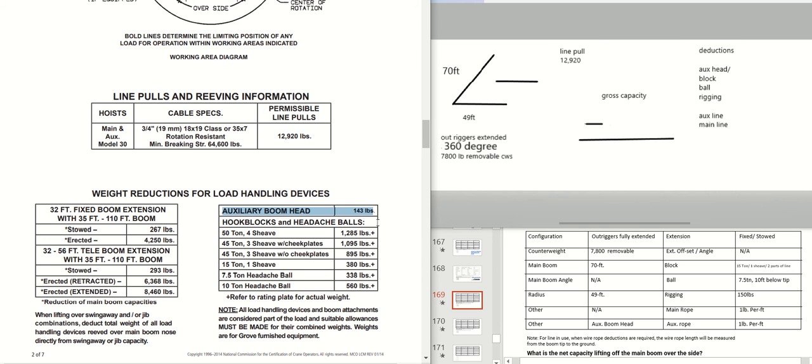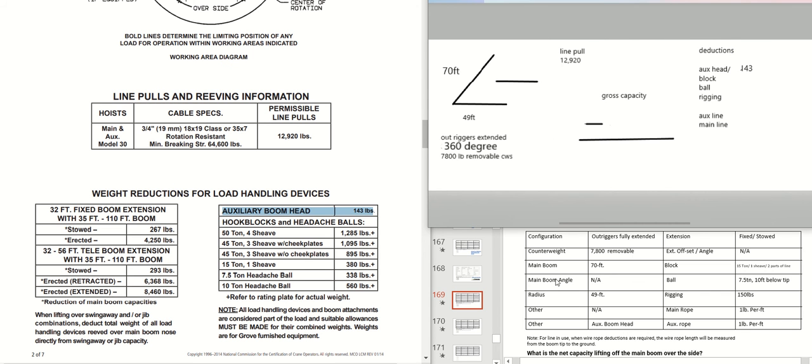The next one will be our auxiliary boom head. We look over here to the left. Auxiliary boom head is 143 pounds. Okay, we got that. We'll move this up here just a little bit, keep it in line with our descriptions.